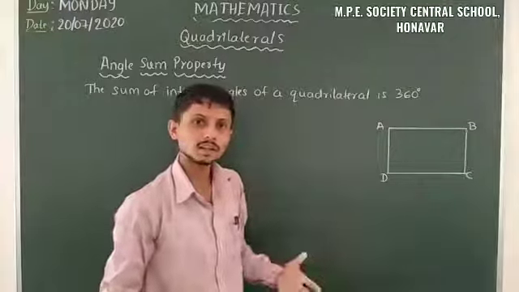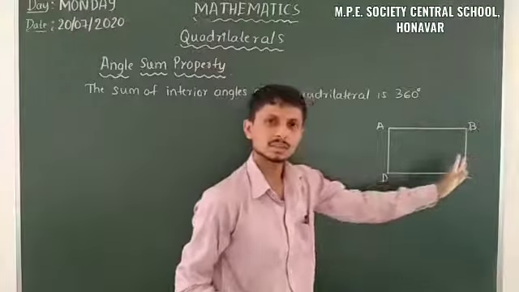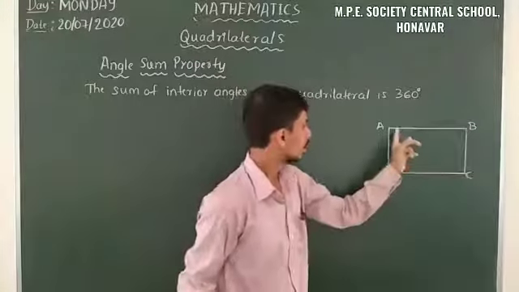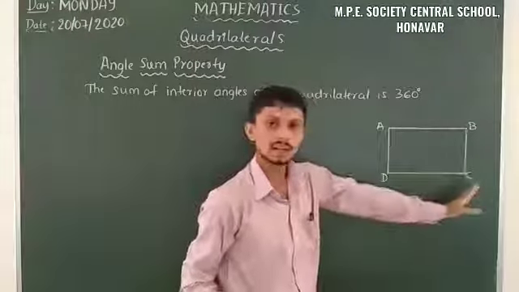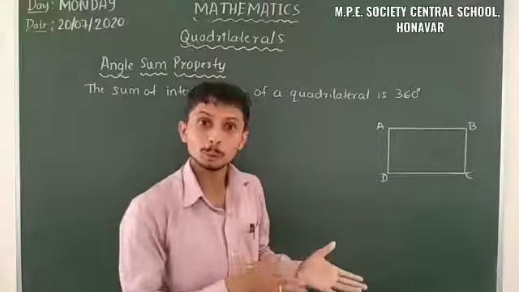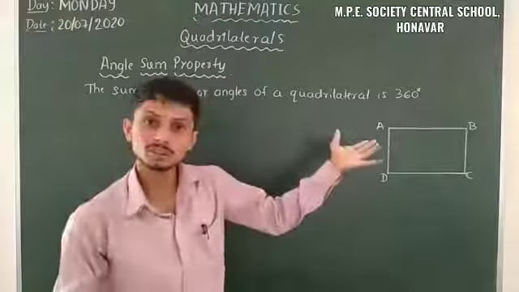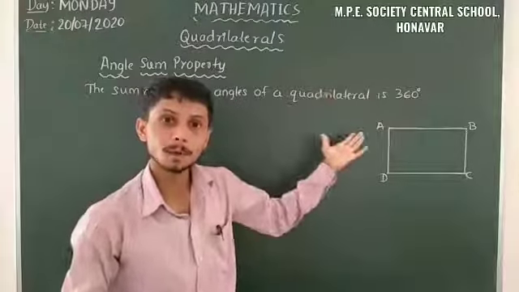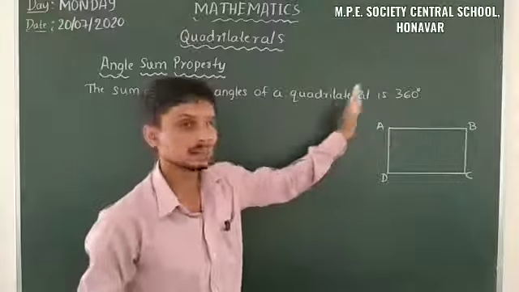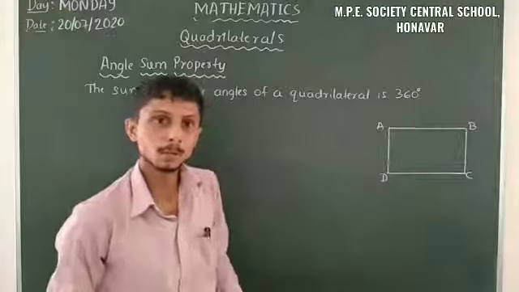You already know that in a rectangle all the interior angles are 90 degrees, but in general we don't know. So we have to prove it. After proving, we come to the conclusion that the sum of the interior angles of a quadrilateral is 360 degrees.